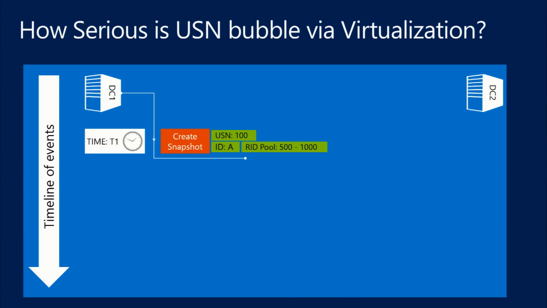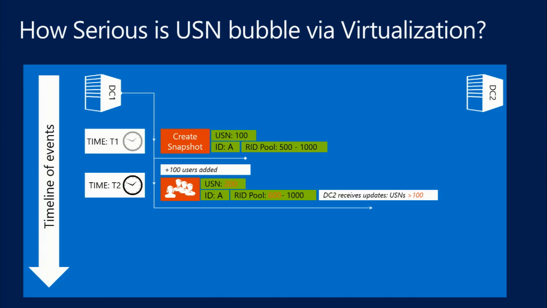Let me explain this in a little more detail. Here's my domain controller that's virtualized, and it's running at a particular time. I took a snapshot because it's virtualized and I want to have a copy of it. I'd normally be replicating with domain controller number 2. Before I roll back that snapshot, I create a whole bunch of users, 100 users, and my RID pool goes from 500 to 600 because I have 100 new SID objects created.